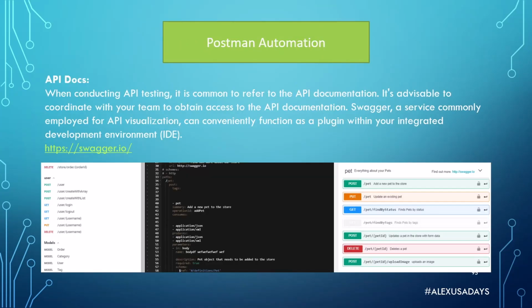Now, Postman automation. When you test an API, you don't test it just randomly, right? You test against the documentation that will be provided by your company. So when conducting API testing, it is common to refer to the API documentation. It's advisable to coordinate with your team to obtain access to the API documentation.